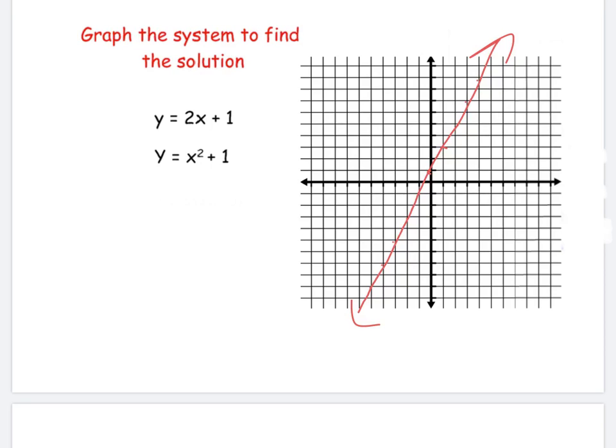And then I want to graph my quadratic. Now, that is a basic translation of the original parent function, y = x squared, 1 unit up. So instead of the vertex being (0, 0), it's going to be (0, 1). And then I would graph it as if it was x squared. So 1 squared would be 1. 2 squared is 4. 3 squared is 9.